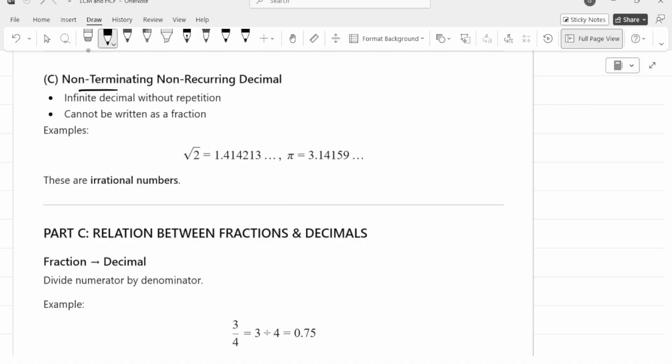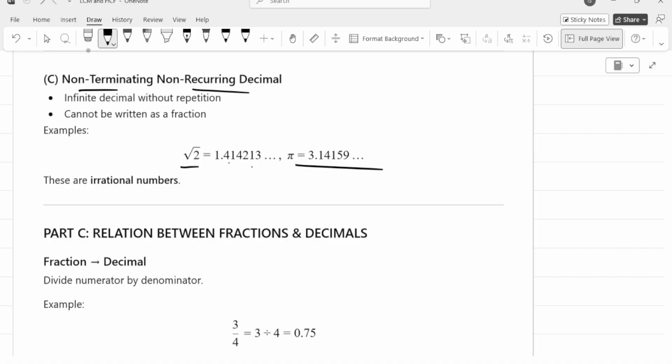Then non-terminating and non-recurring decimal. Here's the value. Root 2 is an irrational number, and here's the value 1.414213. That continuously goes on, and they never stop, and the number is never repeated. So that is called a non-recurring decimal. In simple language we say a non-repeating number.